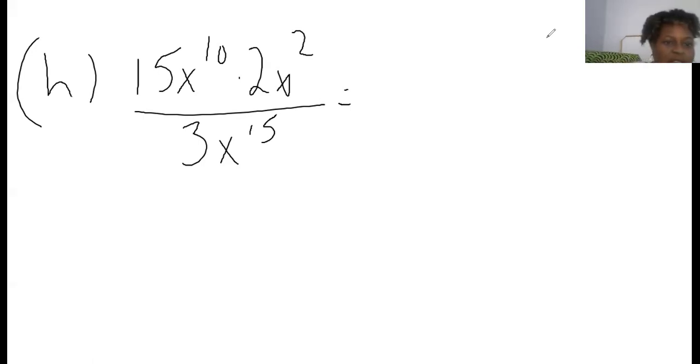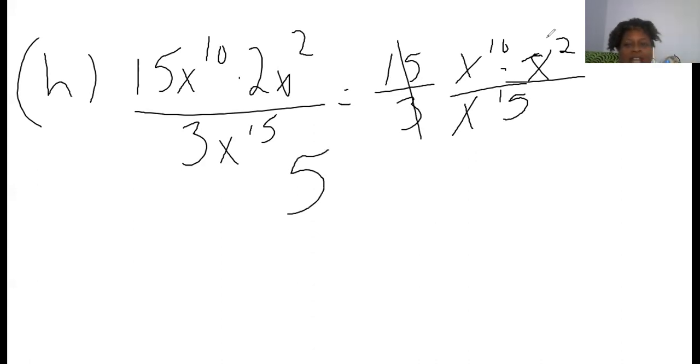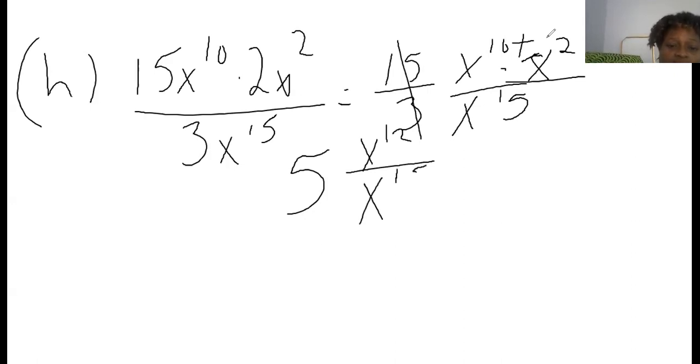And here we show that we have 15 over 3, x to the 10th over x to the 15th. And we also have x squared. All right. So first things first is we know to divide the 3 and the 15 out, and that will give me 5. Now, right away with x to the 10th times x squared, I will apply the product rule. Well, I will add the exponents. 10 plus 2 will give me x to the 12th over x to the 15th.